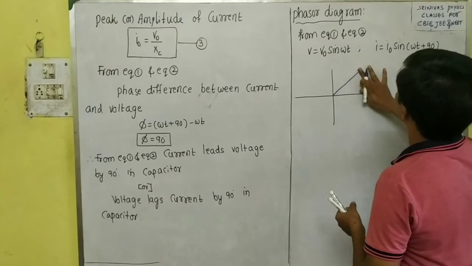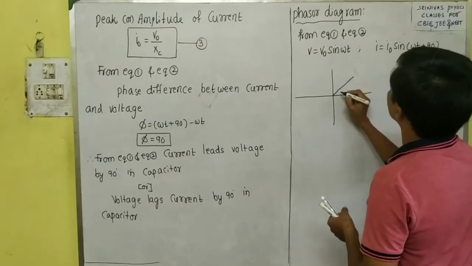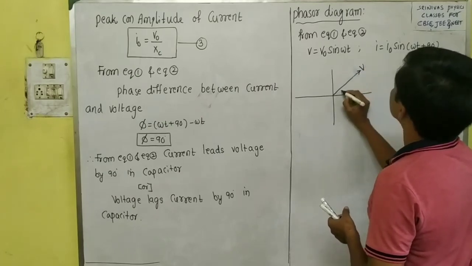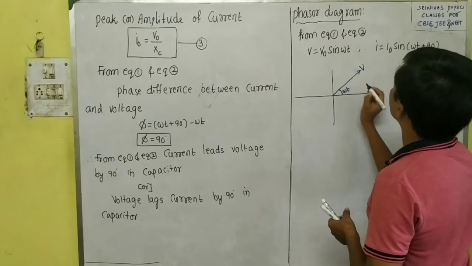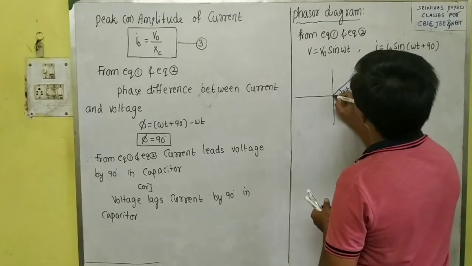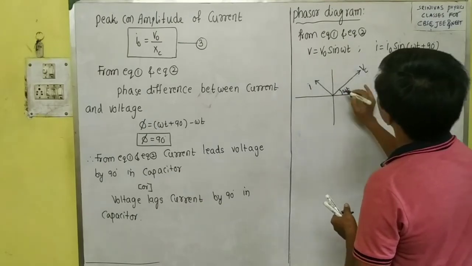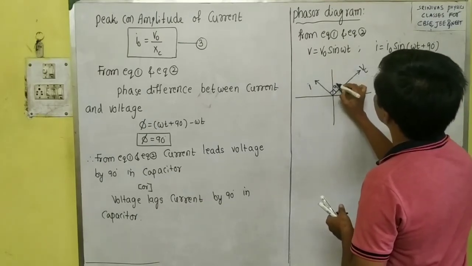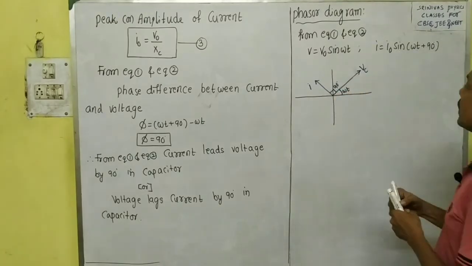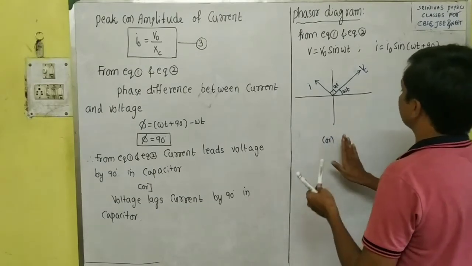You take this as voltage, its angle is omega t. This is the voltage across capacitance, and this is the current. The current angle is more by 90 degrees. The current angle is omega t plus 90. Like this it will be there. Or otherwise we can draw like this. This is the phasor diagram.